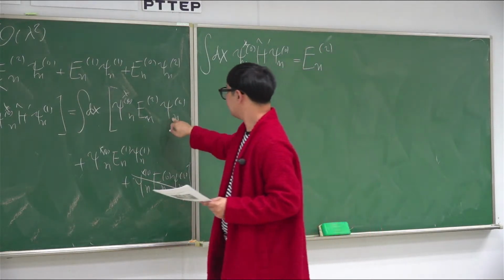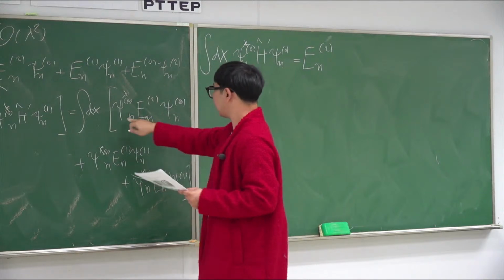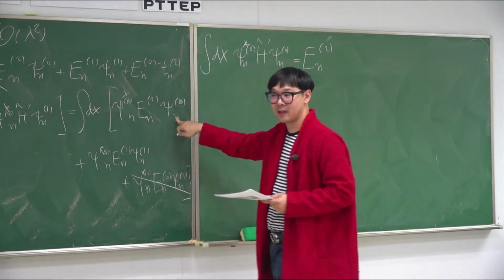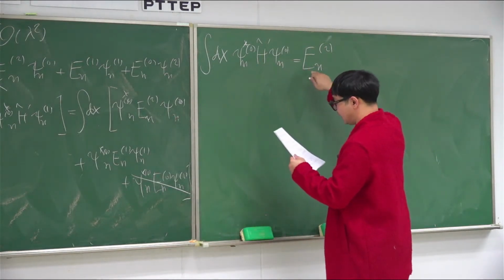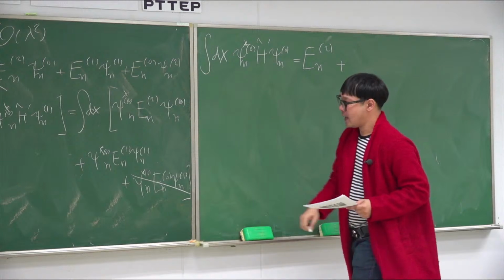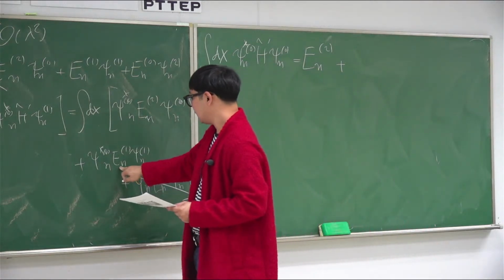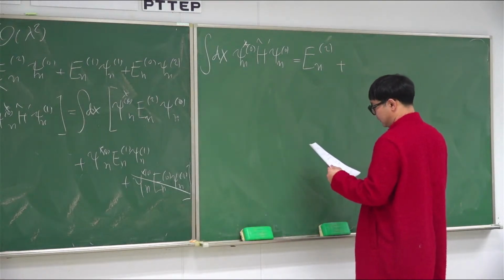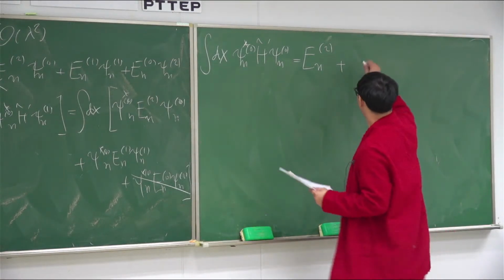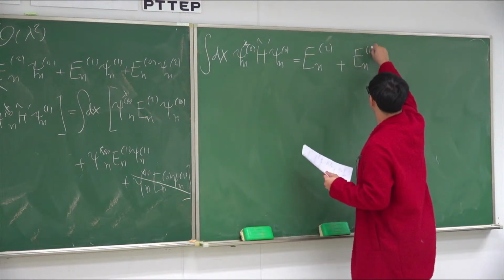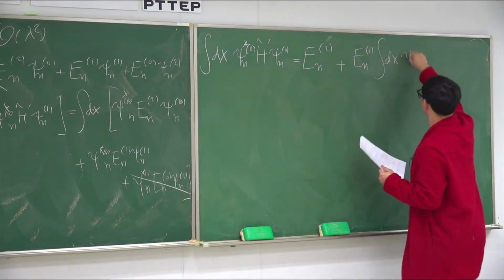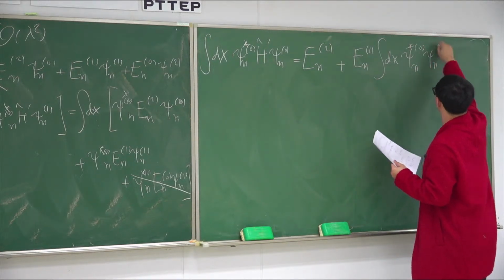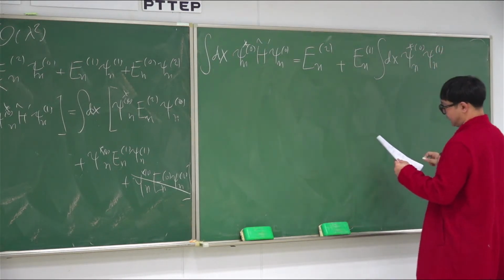And this one, you move this to this, going to get 1 because of the normalization condition, right? Then you get only this. And this as well, you move out of the integration, right? And you get this, okay?